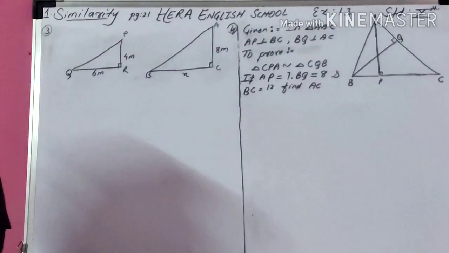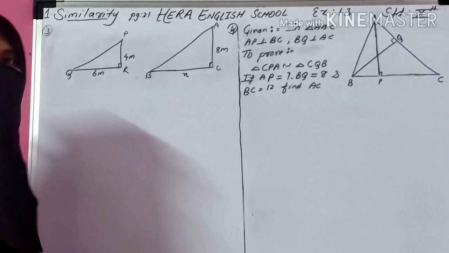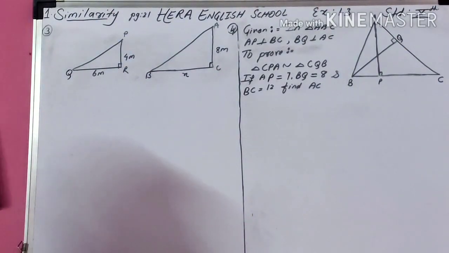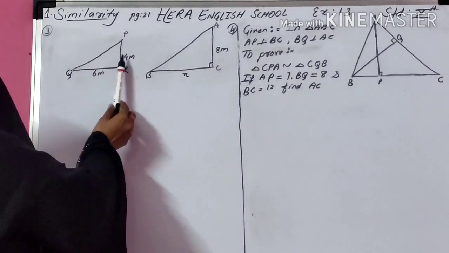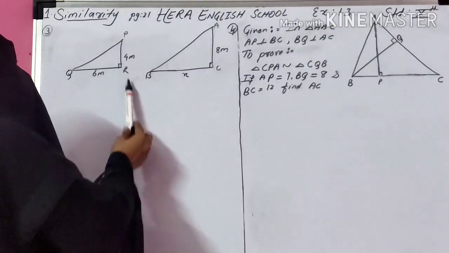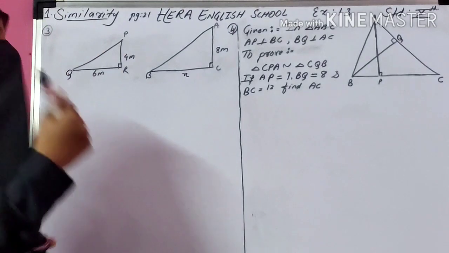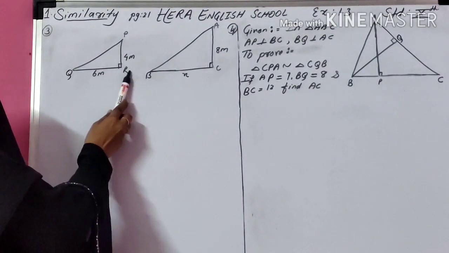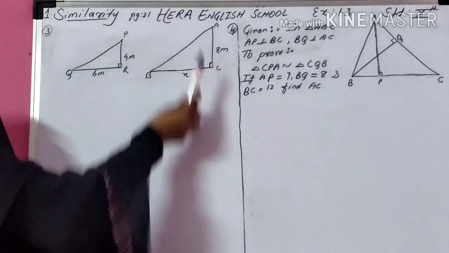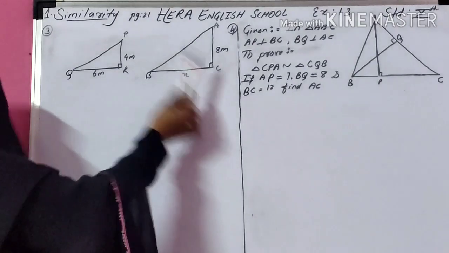Next, third question. Open your textbook, page number 21. See the question. The lengths of two poles are 4 meter and 8 meter. That means PR and AC are the two poles erected on the ground. The length of the shadow cast by the smaller pole is 6 meter. Then find the length of the shadow cast due to the sunlight by the bigger pole.